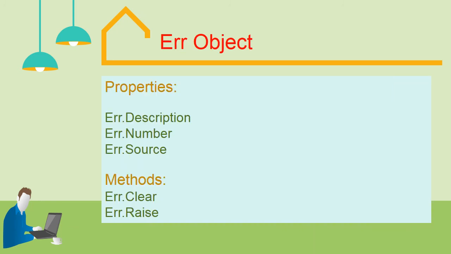Next is error object. Error is also considered as an object. It consists of properties and methods. The properties we have are description, number and source. In description, it displays the details about the error. In number, it displays the error number. And in source, it displays where the error has occurred.